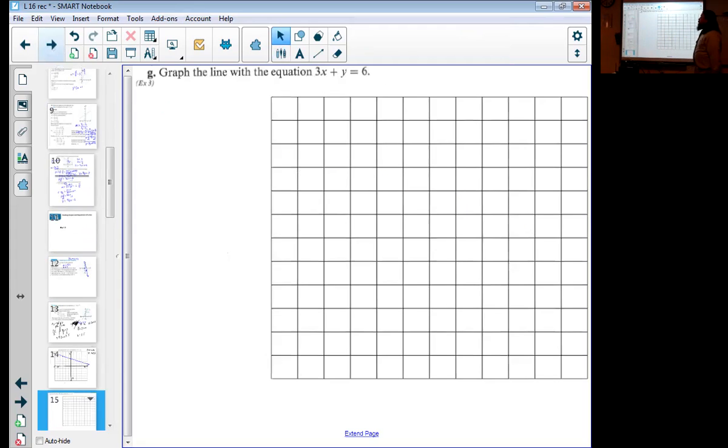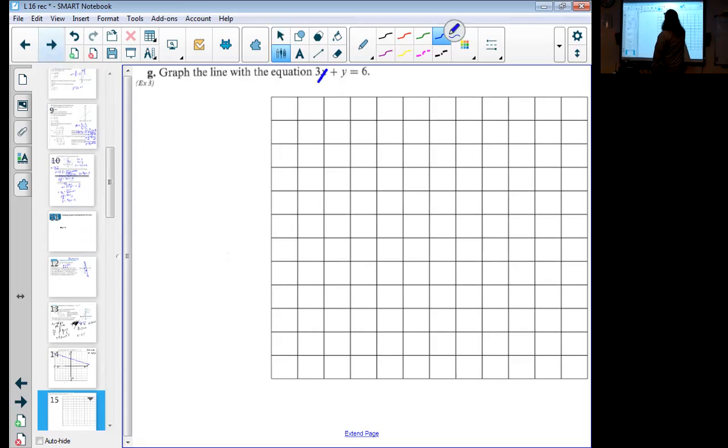Next one, it says graph the line with the equation 3x plus y is 6. Once again, this is in standard form. I will show both ways of doing this. You put a line through your x and you put a negative out front. So we have m is equal to negative 3. And then we have b, cross this off. We have y is equal to 6.